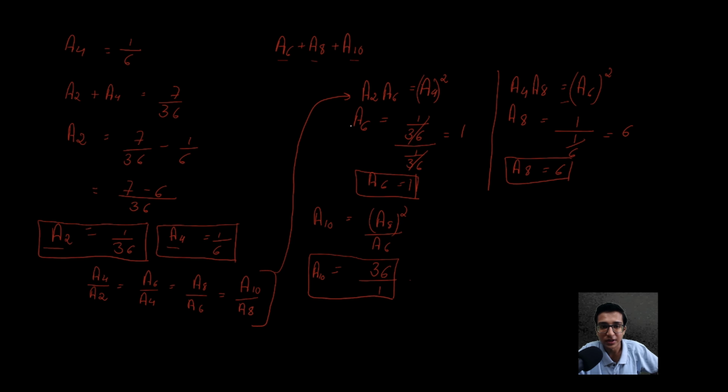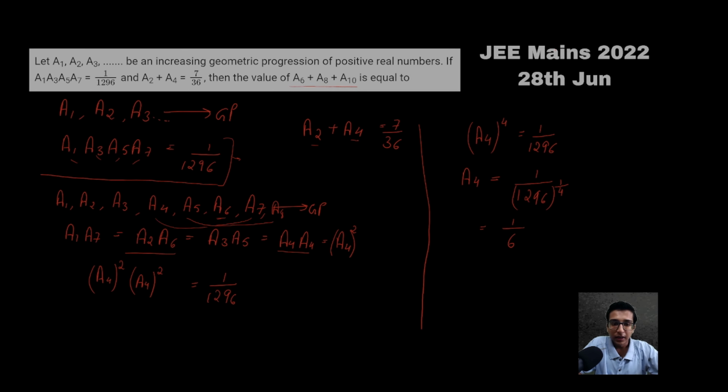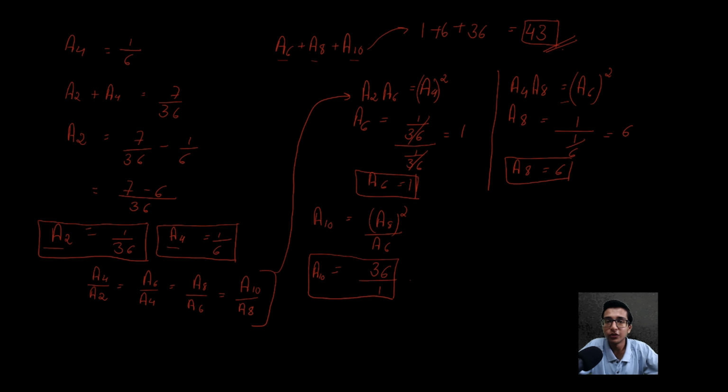Now what was asked to us in the question? This was asked to us in the question: A6, which is 1, plus A8, which is 6, plus A10, which is 36. So we get the answer to be 43. This is our answer. Again, an easy question, however, required a little bit of thought as to how you can use the product of terms equidistant from beginning and end concept in this question. Now we'll move on to the next.